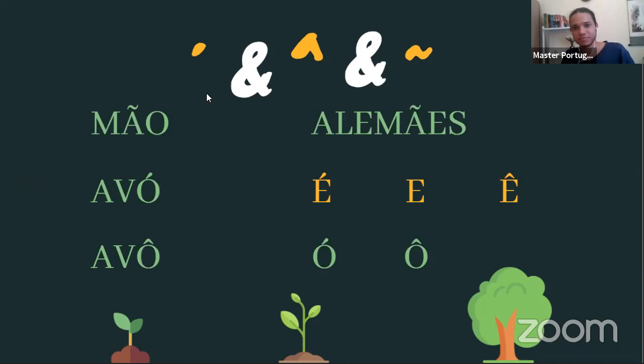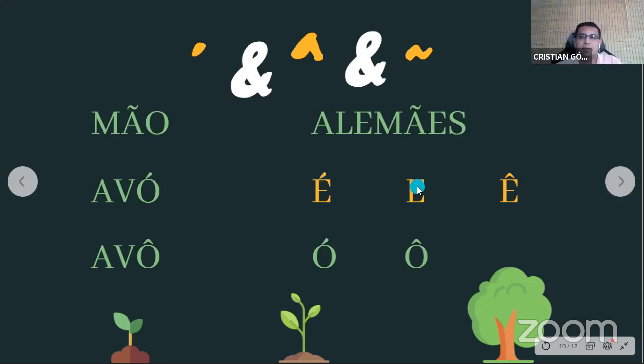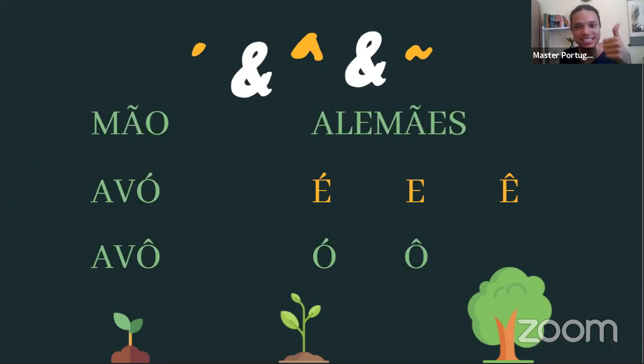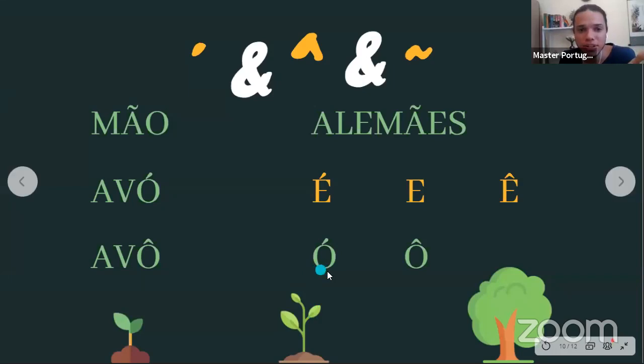Christian, repete comigo. E, E, I, I. Yes, yes. O, O, O. So avó, avó, avô, avô. Yes. Avó is grandmother. Avô is grandfather. Okay?